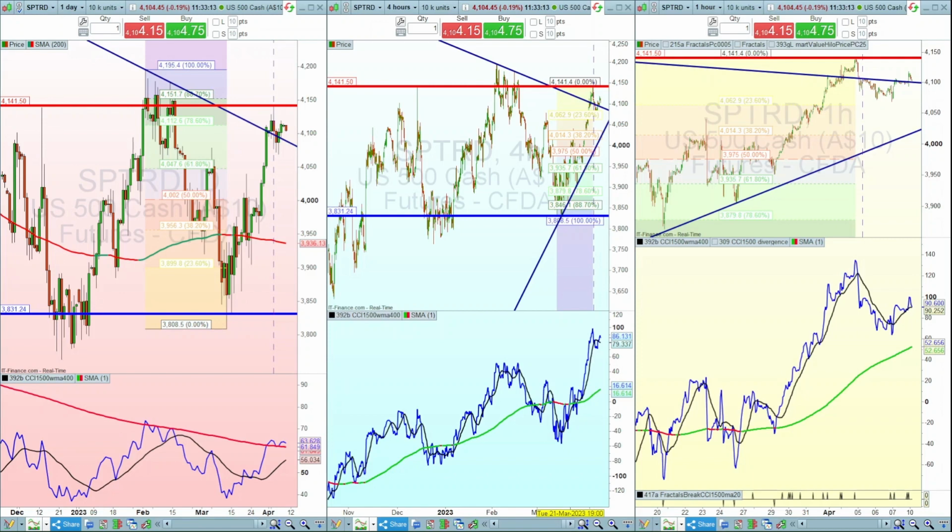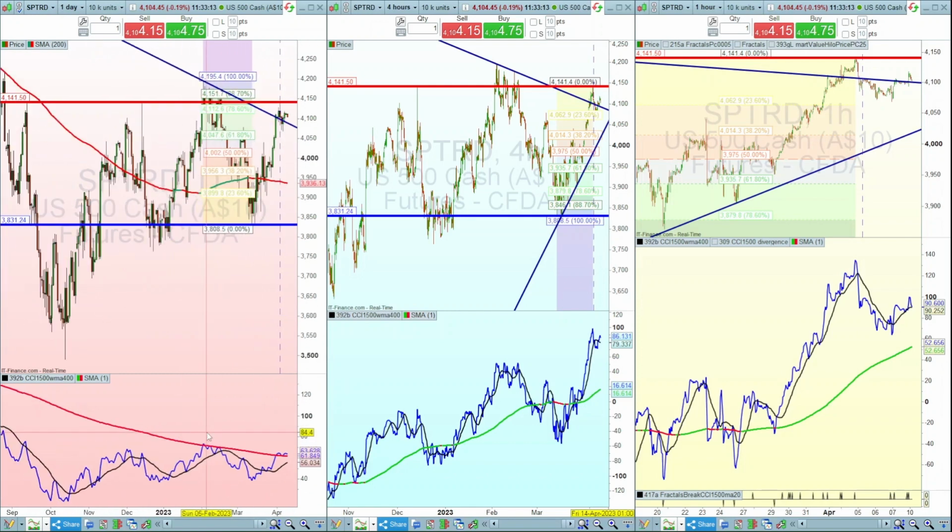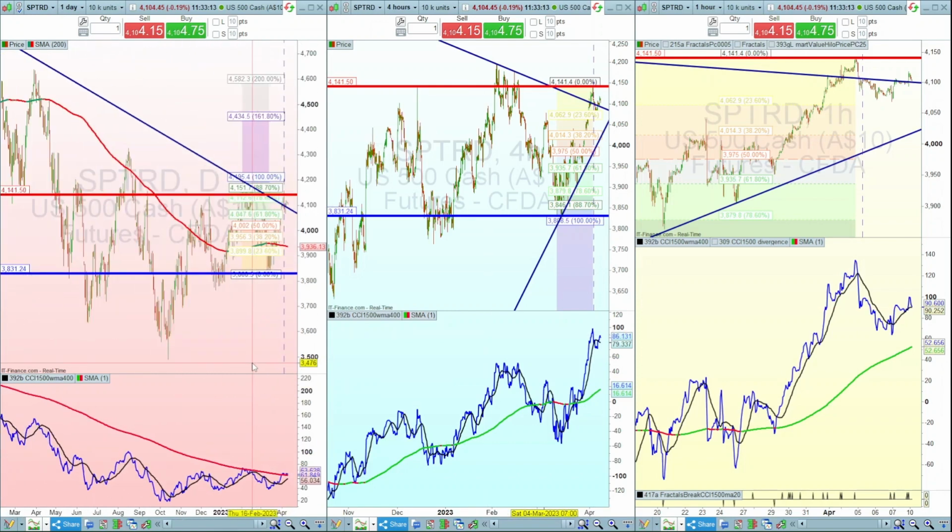This is the US S&P 500 update. On the daily, the 4 hourly and the hourly, you can see there on the daily, we're still in a pretty strong downtrend on the CCI 1500. You can see that from the price chart as well, even though it's made a nice little advancement in the last few months. And that's shown by the bullish movement on the 4 hourly and the hourly timeframes, and I'll drill down to each of these.